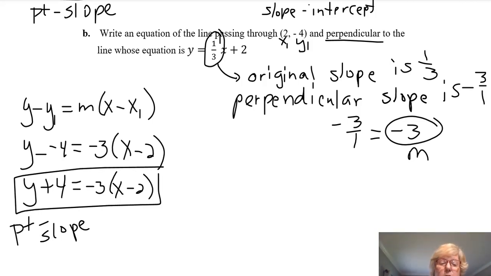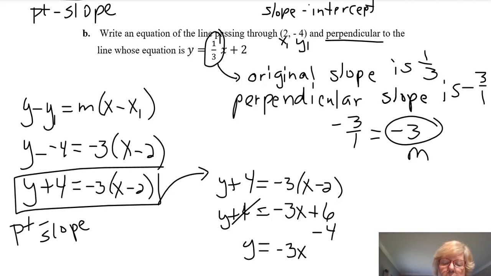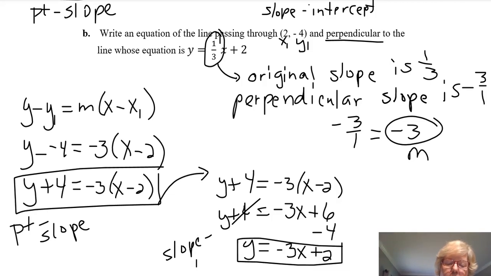If I wanted it in slope-intercept, I would take this problem and solve it. So I would do the distributive property to get negative 3x plus 6. Then I move that 4 over and it becomes a negative 4. So y equals negative 3x plus 2. That would be my answer in slope-intercept. And that's how you find lines that have either parallel or perpendicular slopes.